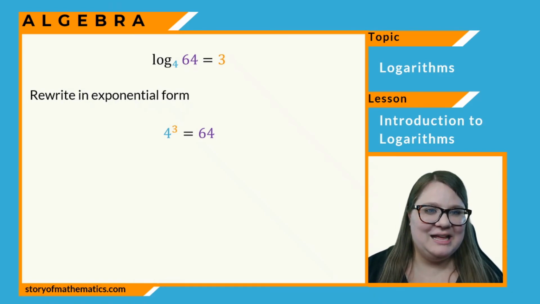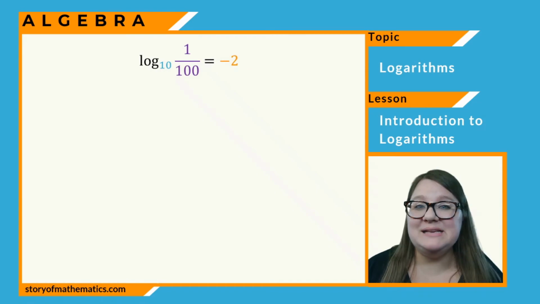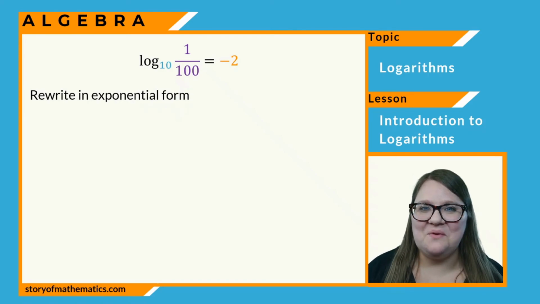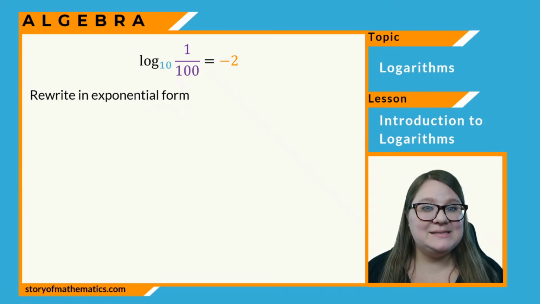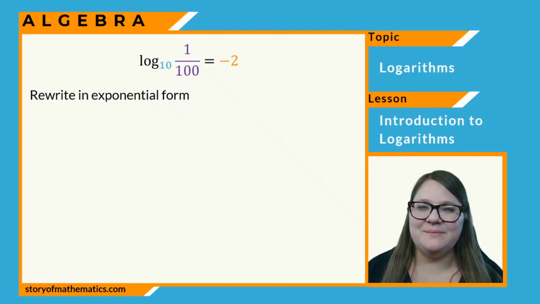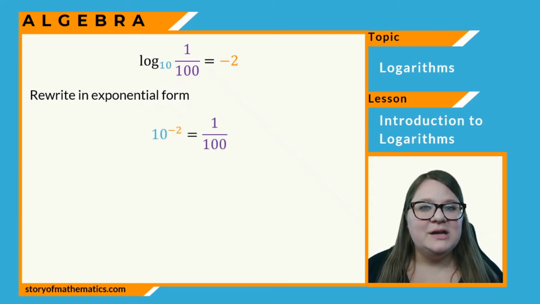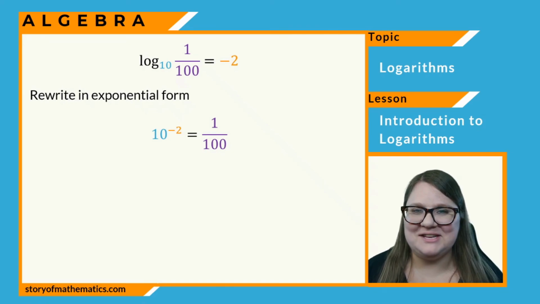Not too bad, right? Let's try one more like that. Log base 10 of 1/100th equals -2. I want to rewrite that in exponential form. Well, the base of my logarithm is 10, so that will be the base of my exponent. And the exponent is the other side of the equation from the log. So this gives me 10 to the -2 equals 1/100th.